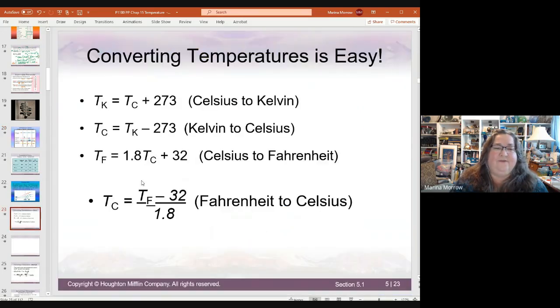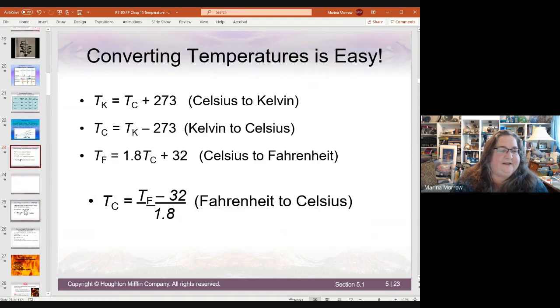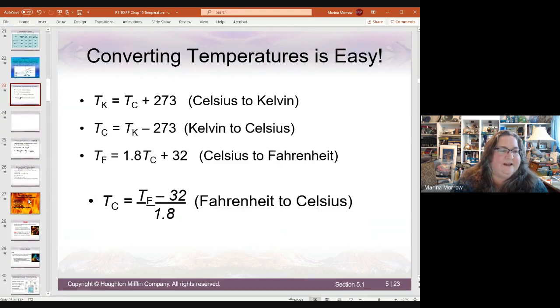If you need to convert, there are, of course, formulas, which I'm not going to go over too much. So that's the way this works. Okay, so that's all I'm going to say, I guess, on temperature. And we're going to go to part 2.